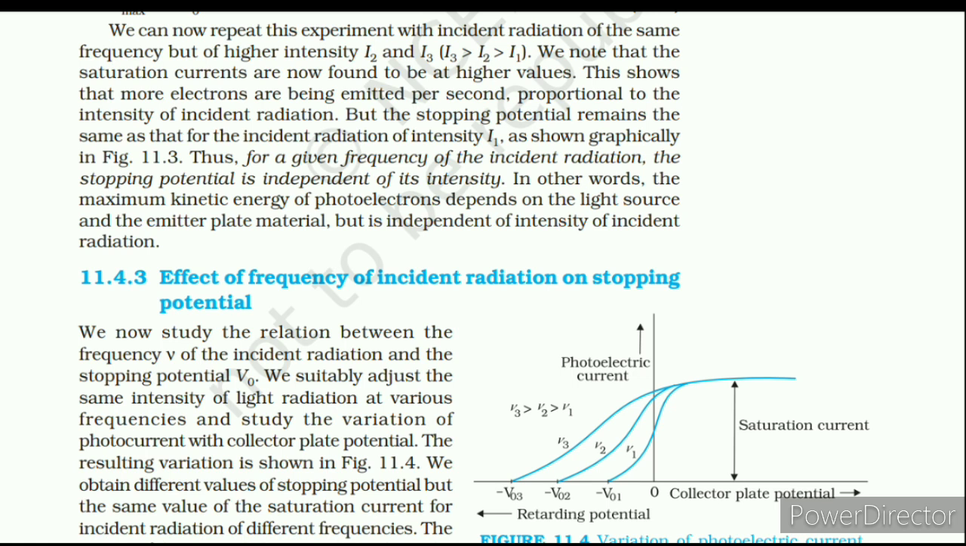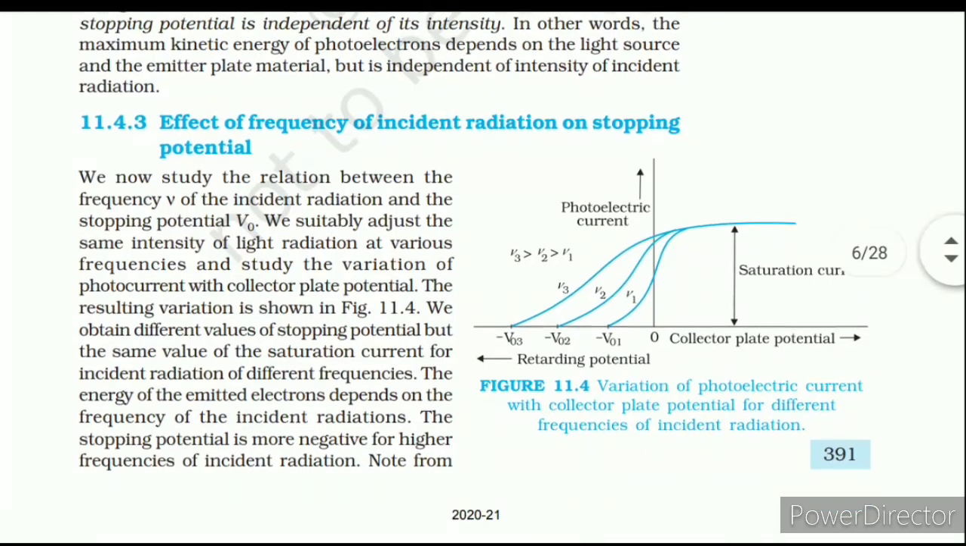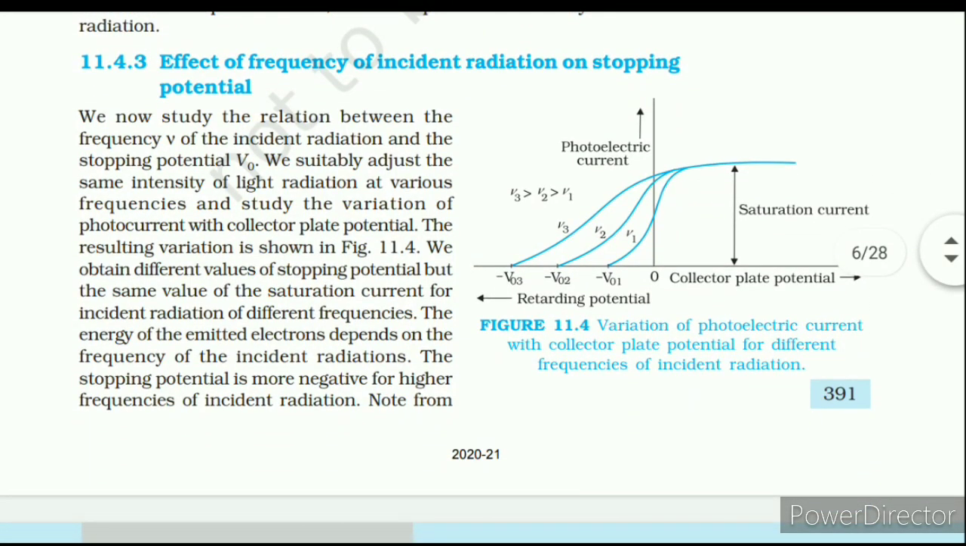For a given photosensitive material and frequency of incident radiation, the photoelectric current is directly proportional to the intensity of incident light. Number 2. For a given photosensitive material and frequency of incident radiation, saturation current is found to be proportional to the intensity of incident radiation, whereas the stopping potential is independent of its intensity.